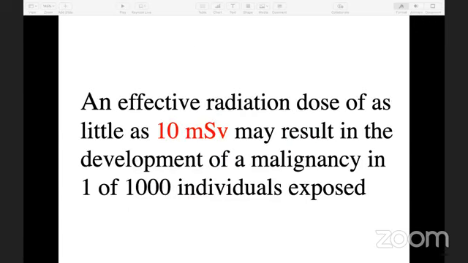Is it not shocking to note that 1 in 1,000 individuals affected by 10 millisieverts may develop malignancy, whereas a single CT can expose up to 100 millisieverts. Thereafter, treatment by PCNL in stone disease, another 50 to 100 millisieverts.